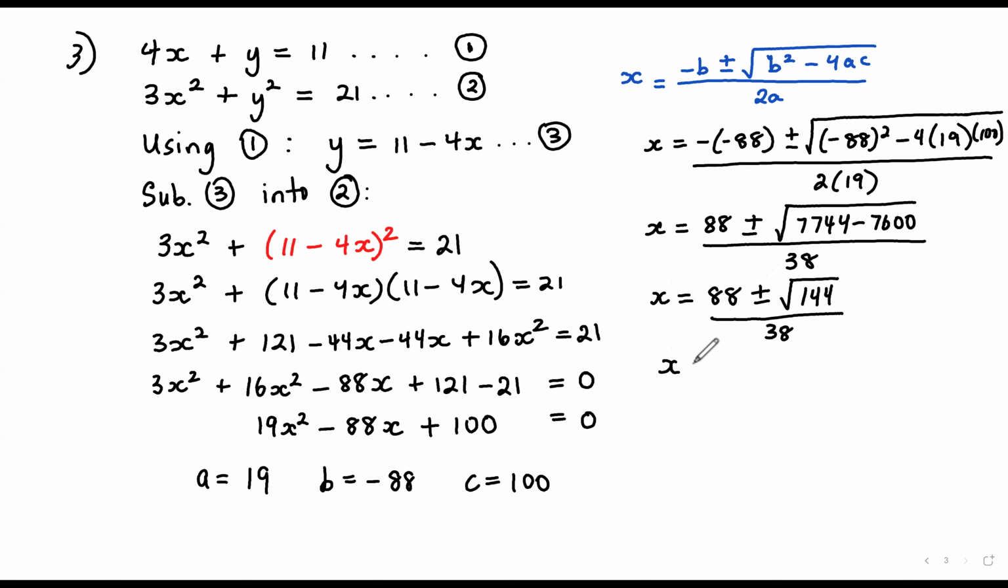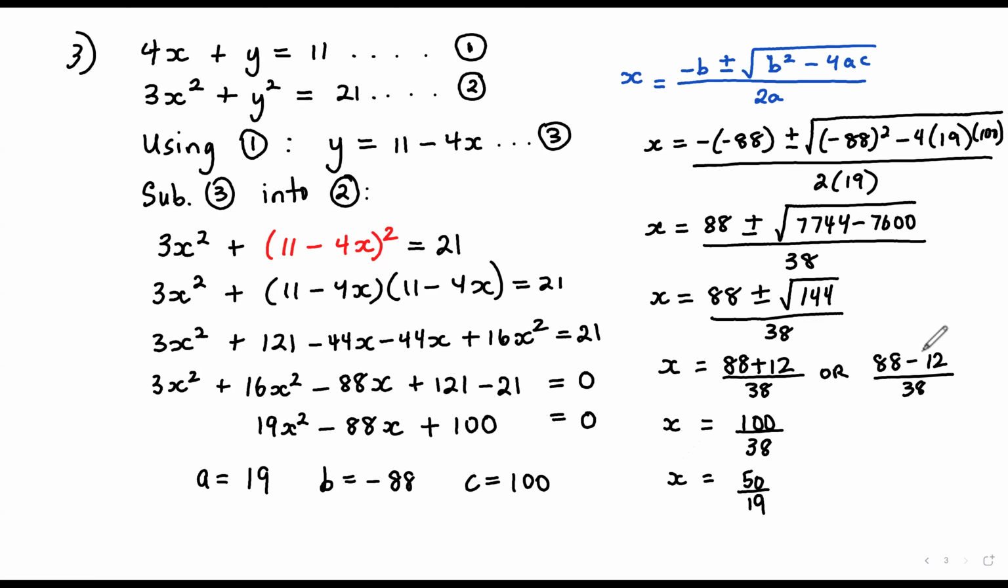So as you can see, the square root of 144 is 12. So this would actually be 88 plus or minus 12. So you'll have x is equal to 88 plus 12 divided by 38, or 88 minus 12 divided by 38. So let's see what that would give me. 88 plus 12 is 100 over 38, which can be reduced, right, to be 50 over 19.